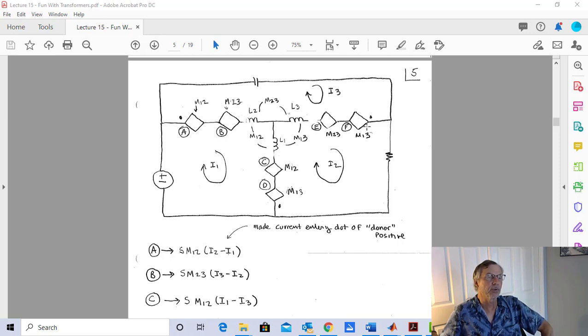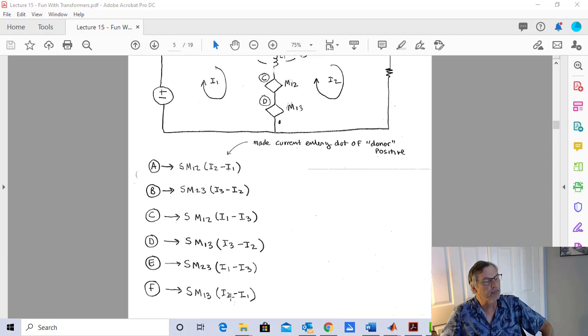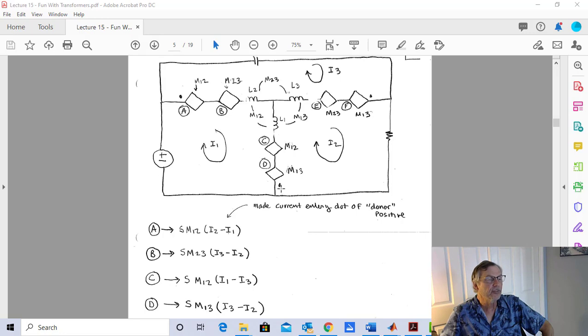Now let's go to F. And for F, I have my little M13 telling me that that is the current in L1 inducing a voltage in L3. And so the current in L1 is the difference between I2 and I1. And since I2 enters the dot of L1, I'm going to make it positive in my voltage value here. Because I2, if it enters the dot of L1, it's going to make the dot of L3 more positive, and I'm going to put a plus minus right here.